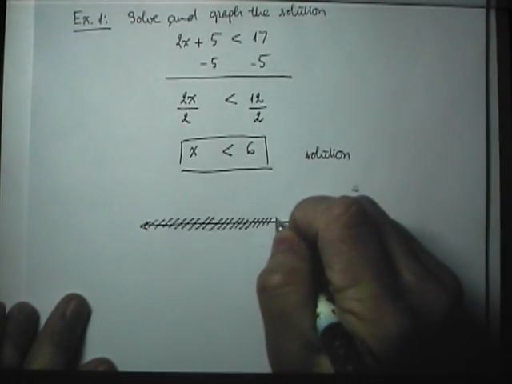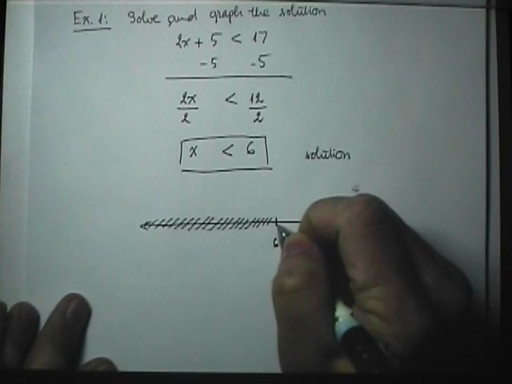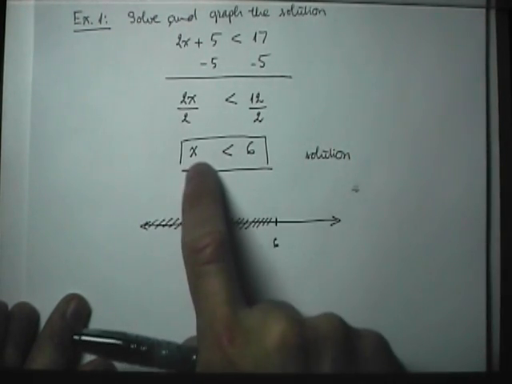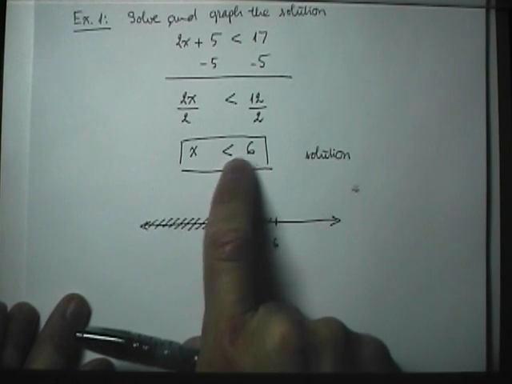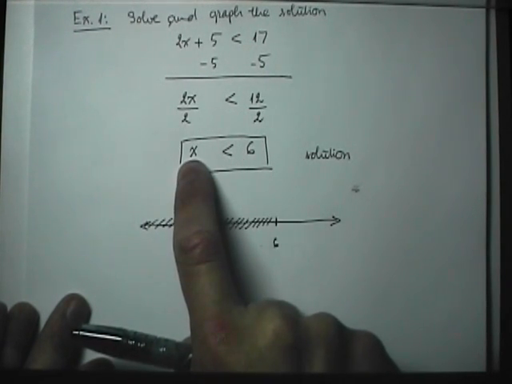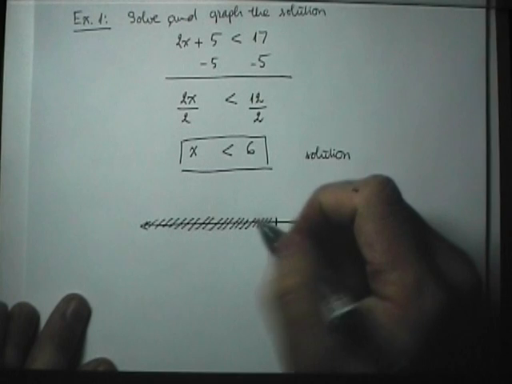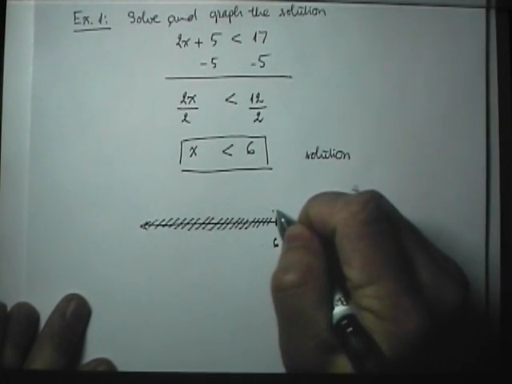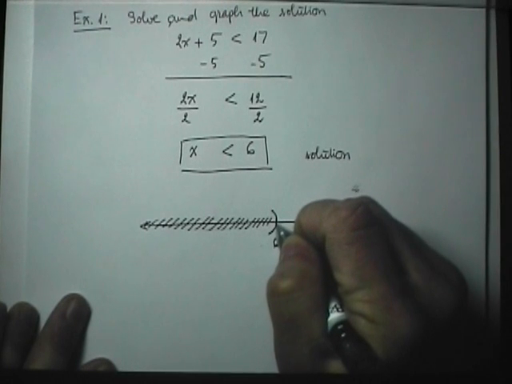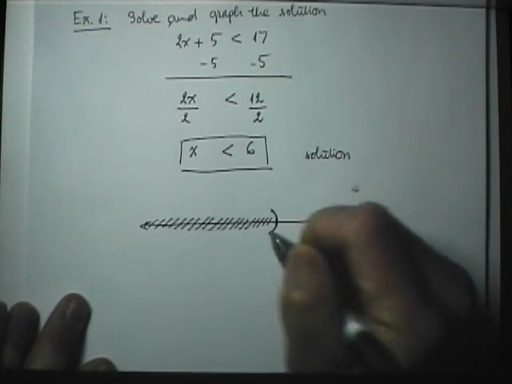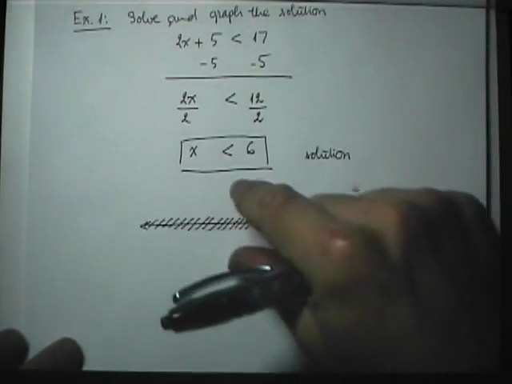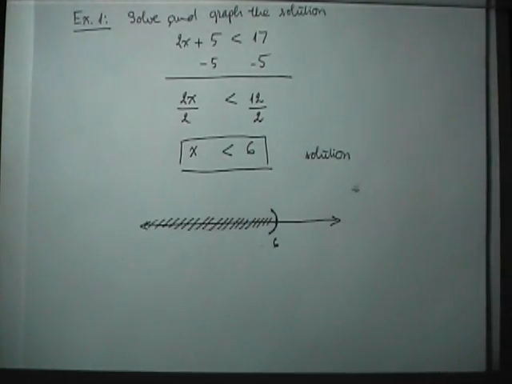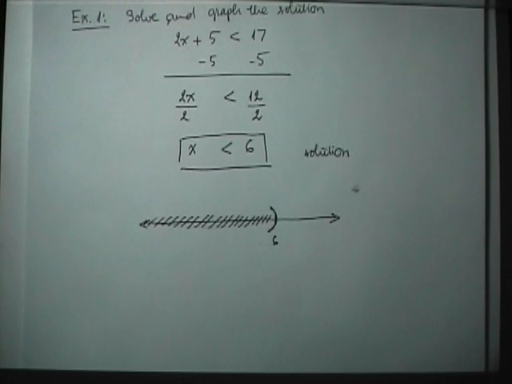Now, right at 6, do we want to include 6 in the set of solutions? The answer is no, because my solution here indicates I want the values of x to be strictly less than 6. So now, I don't want 6. So here, according to the textbook conventions, we use a parenthesis. And of course, a parenthesis always points toward the shading region. Okay, so that is my graph of the solutions.